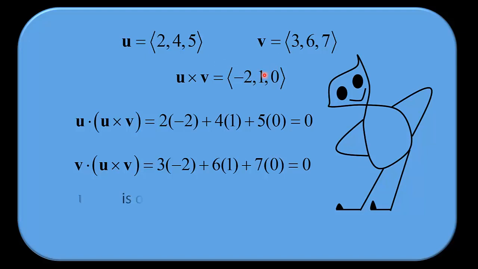So here's what happens. u cross v is orthogonal. In other words, it's perpendicular to both the u vector and the v vector, because remember, if a dot product of two vectors is 0, that means the angle between them is 90 degrees. Okay, so u cross v, the cross product, is orthogonal to both u and v. That's one of the properties of a cross product.